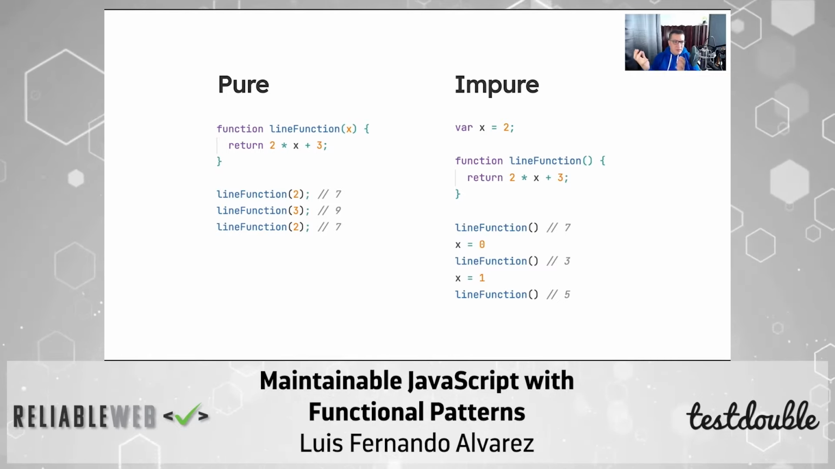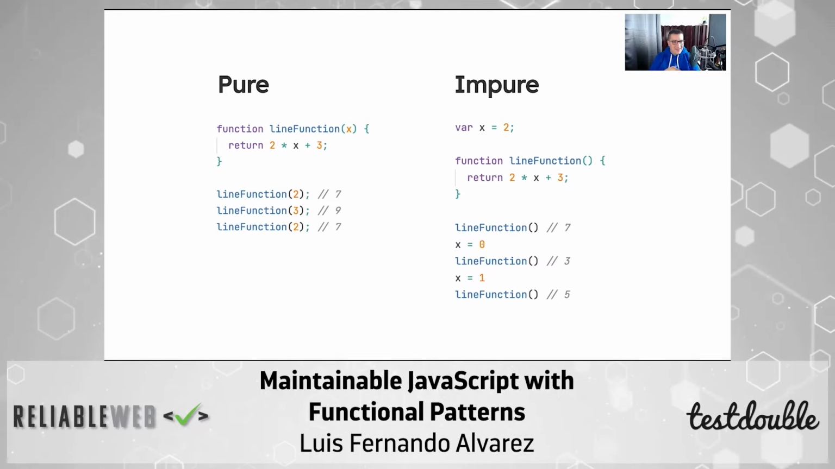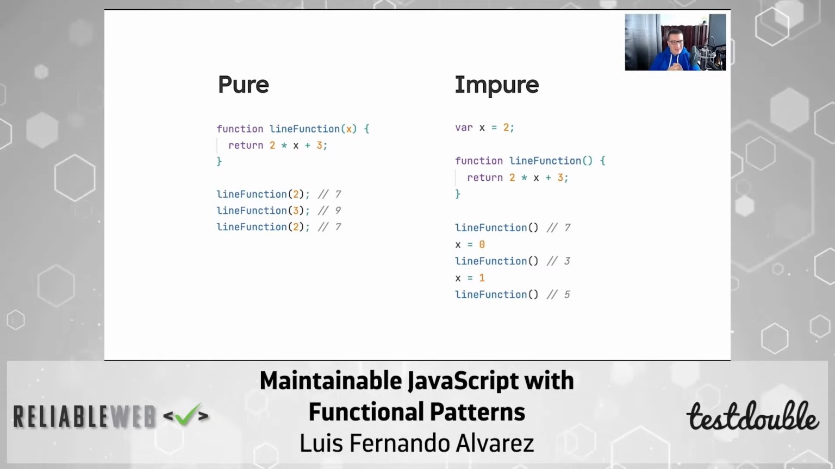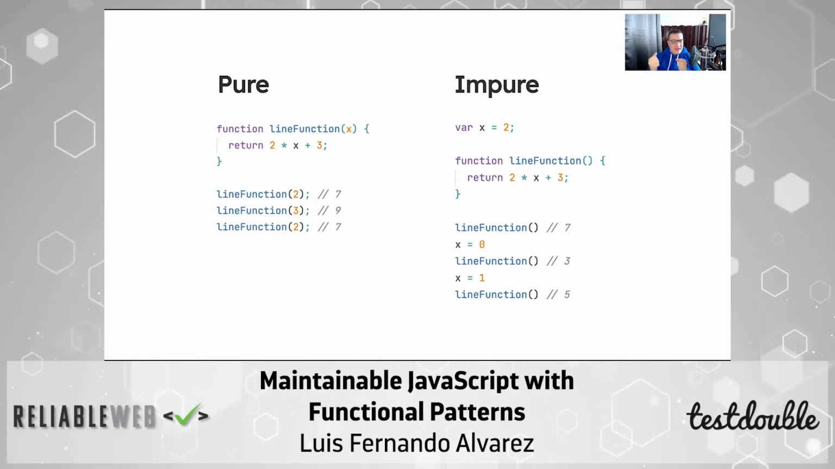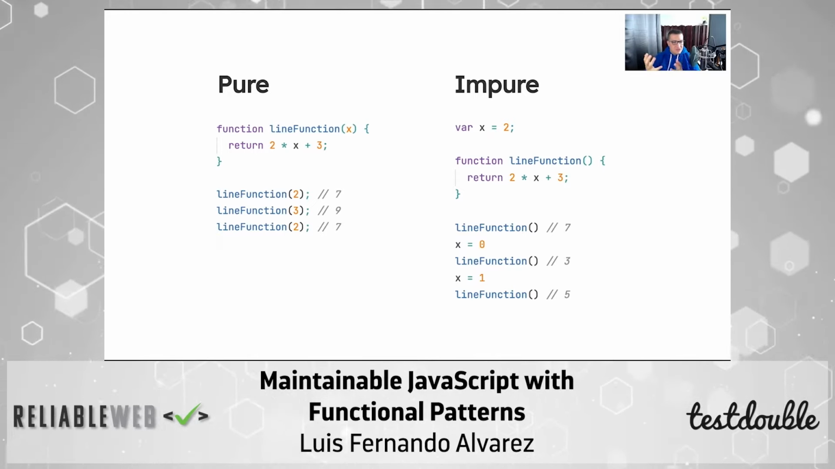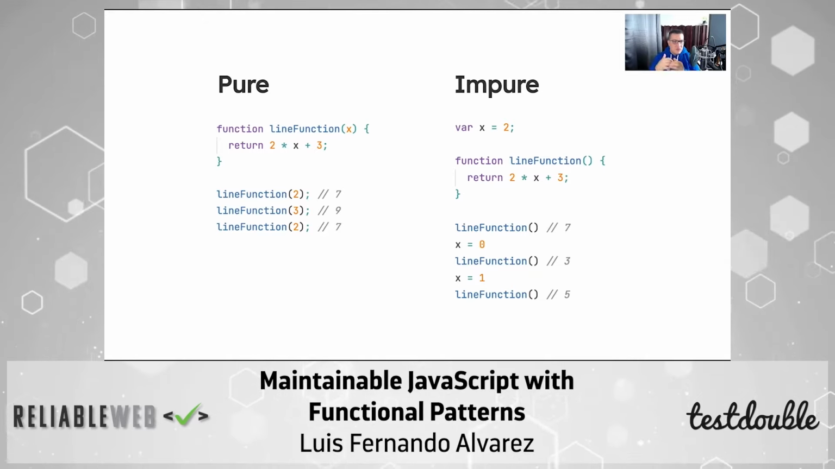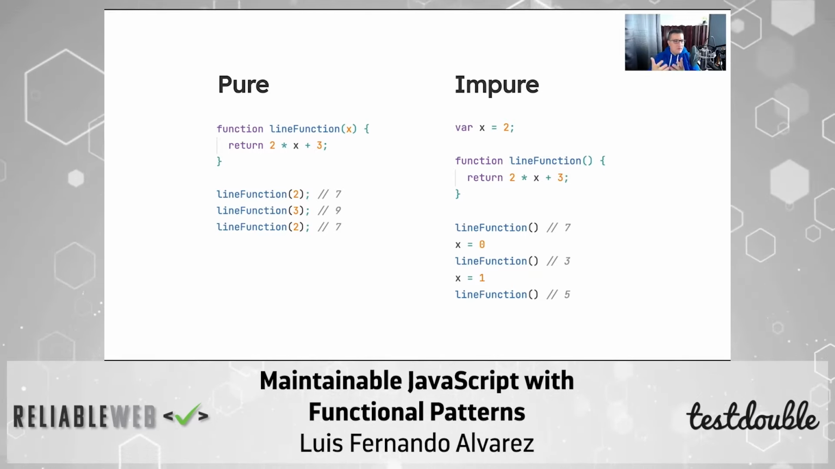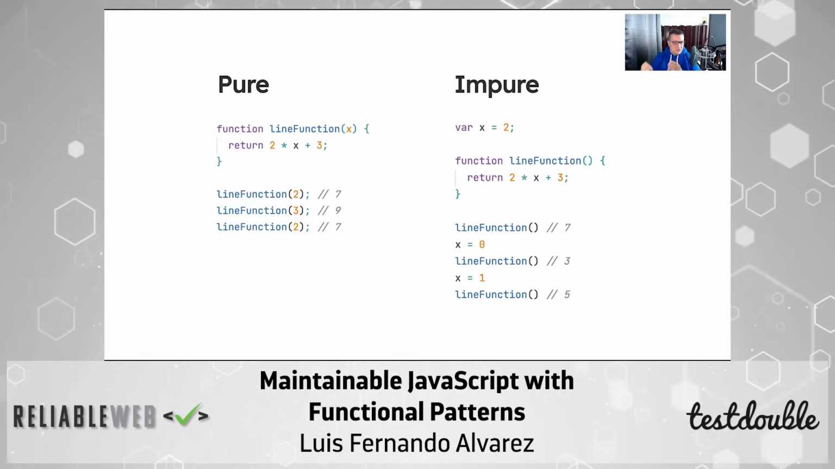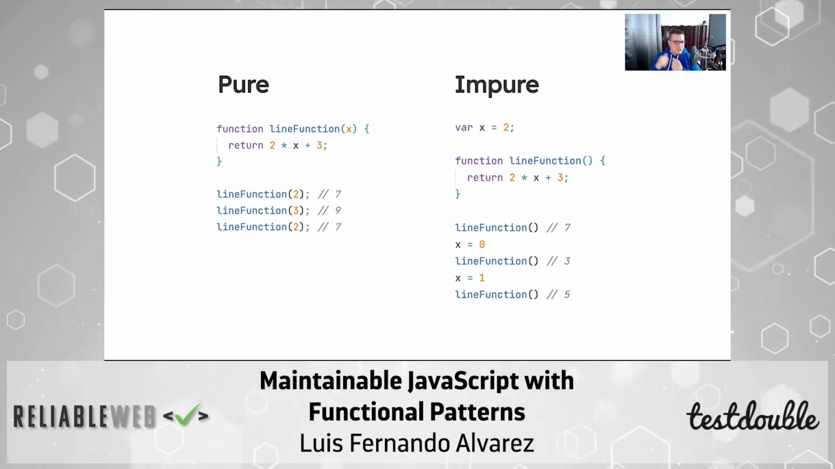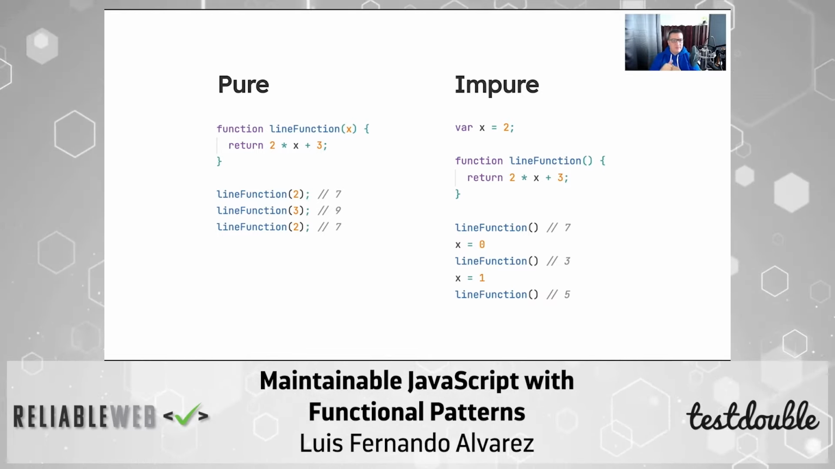And we see a lot of this in actual production code from clients. And this is dangerous, obviously, because the line function will behave differently at different times in the execution of the program, right?